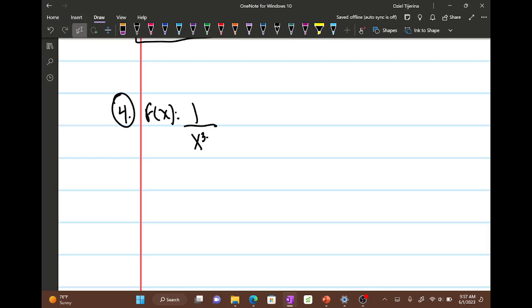If you remember from algebra, 1 over a to the m is equal to a to the negative m, right? So if I rewrite this, I can say f of x equals x to the negative 3 power.